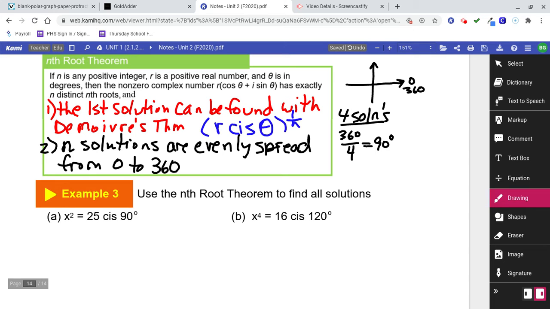Okay? If there were 3 solutions and they were evenly spaced from each other or evenly spread, they would be 120 degrees apart from each other. Okay, so that's what I mean by that second part. You've got n solutions, but they're evenly spaced from 0 to 360. All right, so that's an important thing. So when you solve using the Nth Root Theorem, you're going to do 2 steps. Find the first solution using DeMoivre's, and then find the rest of them using that other concept that they're evenly spaced.